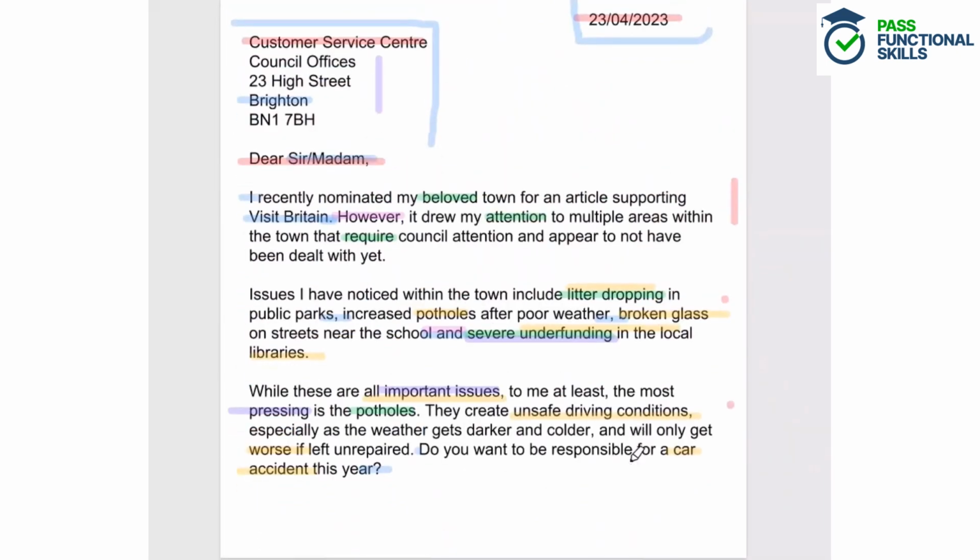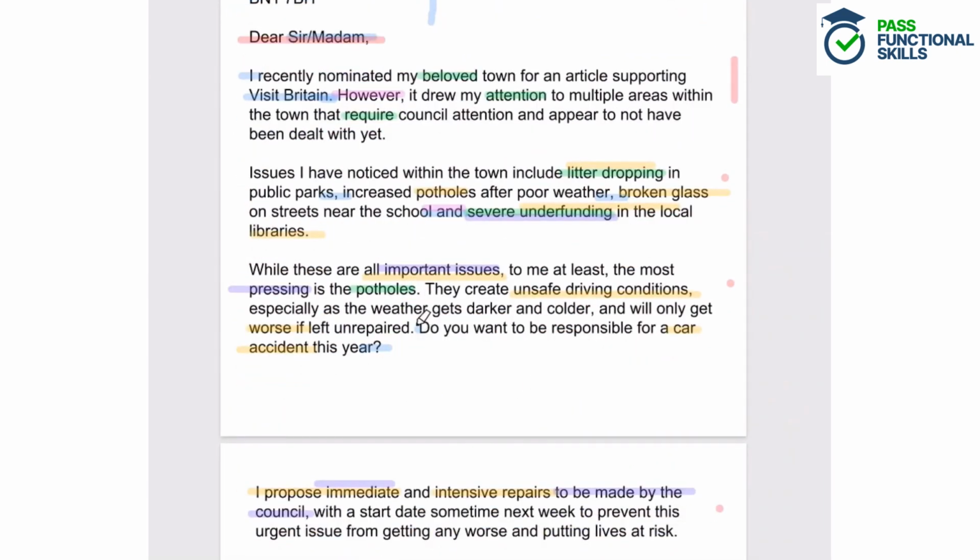So one example of a really great persuasive technique here is, do you want to be responsible for a car accident this year? This rhetorical question includes direct address, so it's using that word you there to sort of accuse the council directly, to sort of say you are to blame for these issues, you might be responsible for this horrible thing, for a car accident to happen, so you need to take action. And this is really effective in placing blame on the council and persuading them to act so that they are not responsible for any car accidents or any nasty things that might happen.